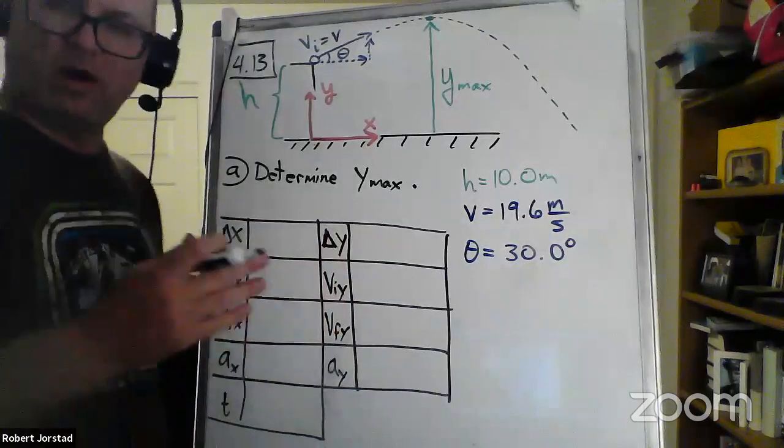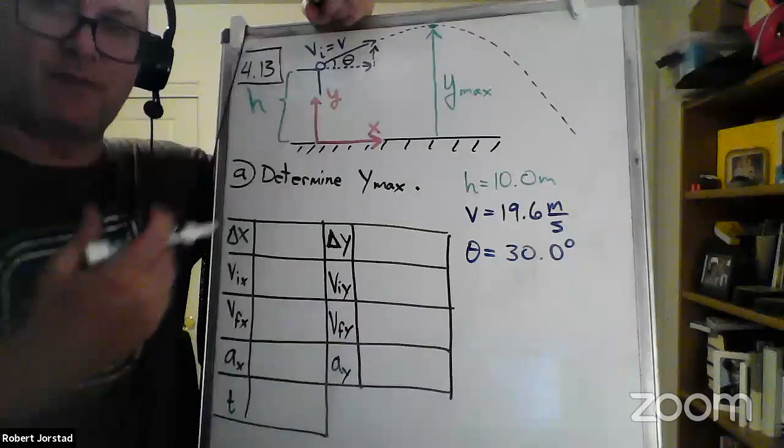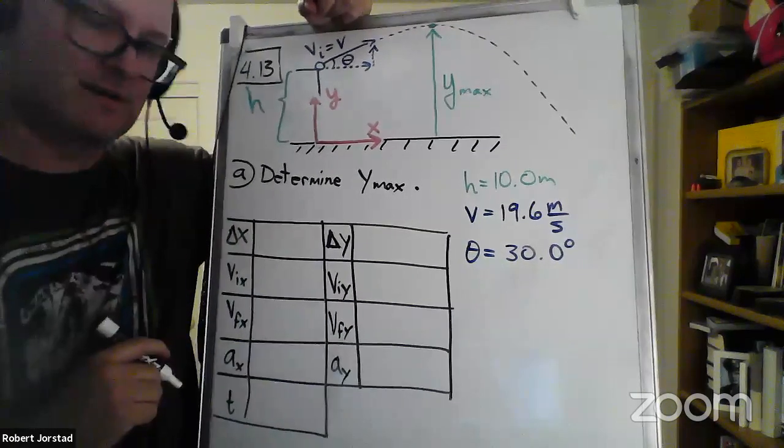What is delta Y going to be? Well, we need to find max height to get delta Y, don't we? That's right. Anytime you have a delta in math class, it's always what minus what. Oh, final minus initial. Yep.